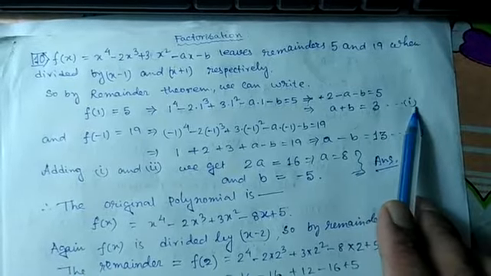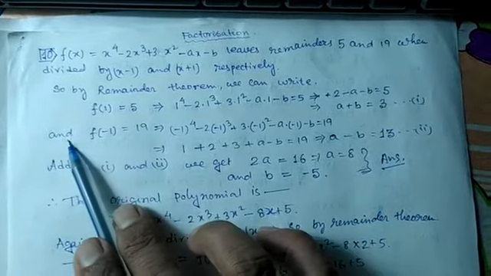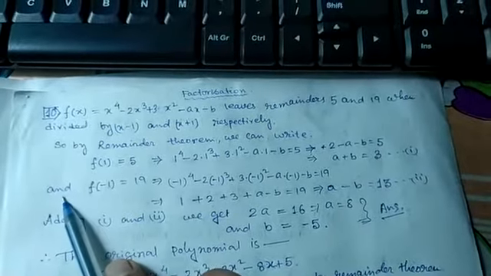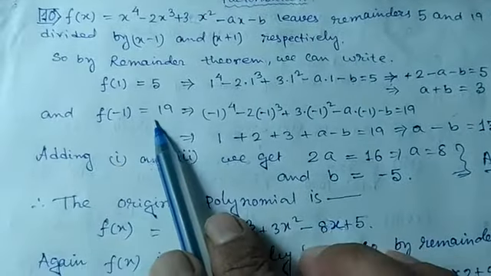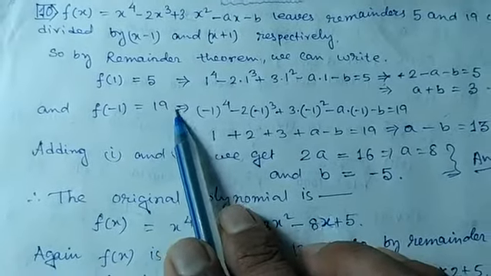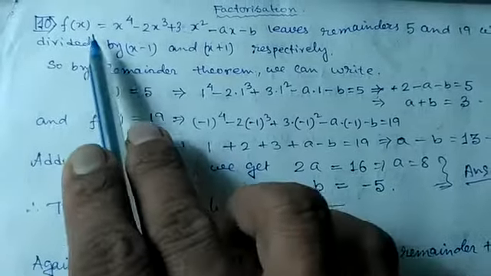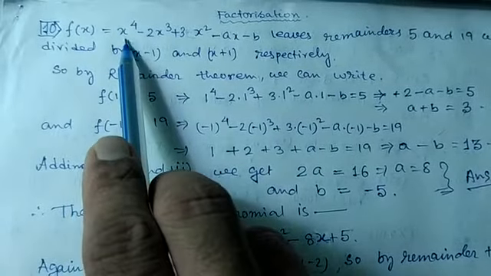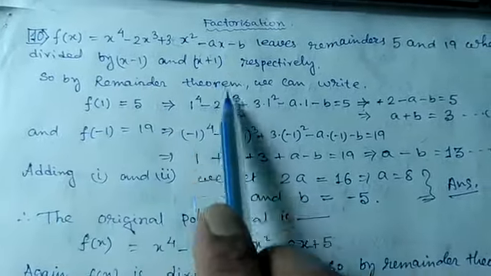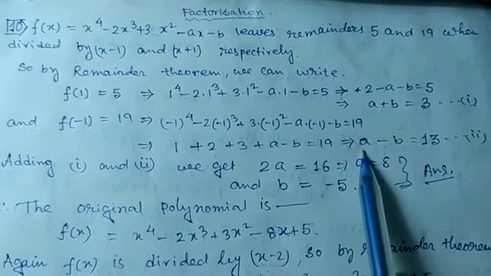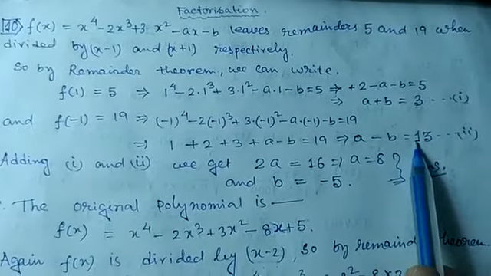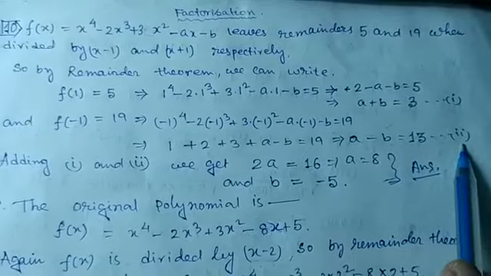I kept the name 1. Same way, again f of minus 1 is equal to 19. Same way I put the value of x equal to minus 1 in this polynomial, and I got another equation, a minus b is equal to 13. I kept the name number 2.